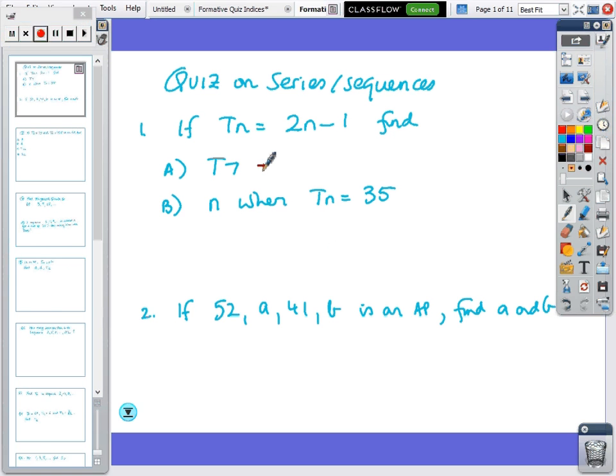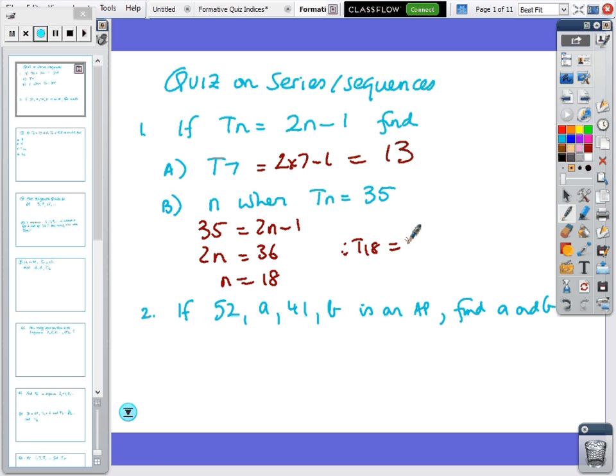Okay, first one, T7 equals 2 times 7 minus 1, so it's 13. Next one, 35 equals 2n minus 1, 2n equals 36, so n equals 18. Or you could say, Tn equals 35, something like that.